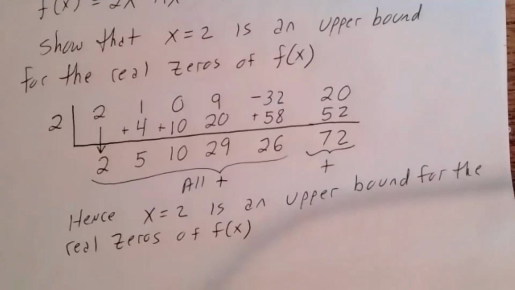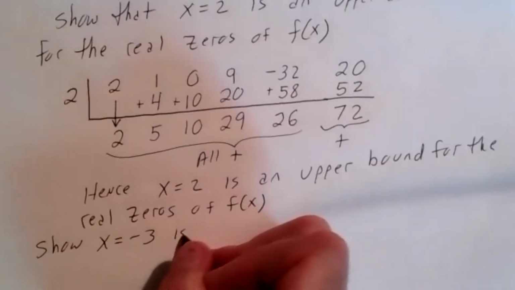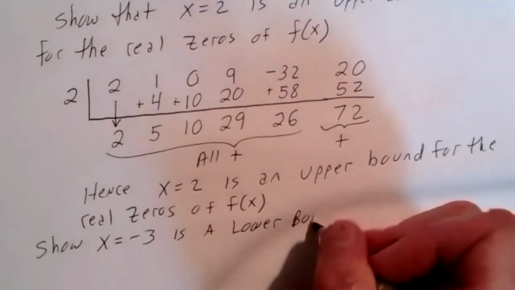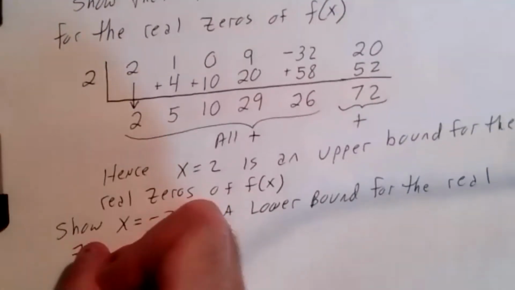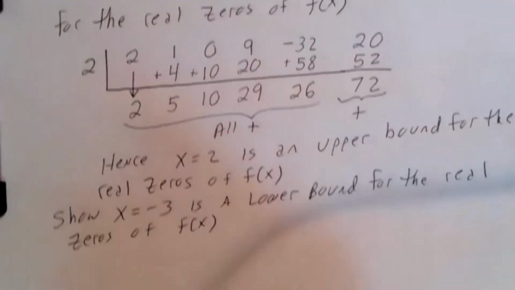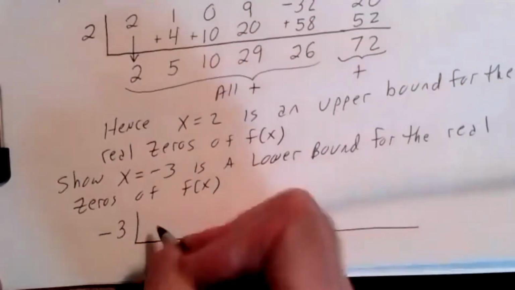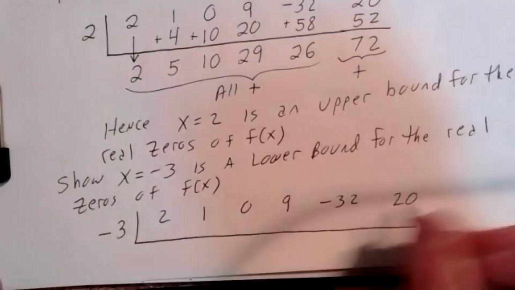Okay. Now, how about a lower bound? Well, I'm now going to show that x equals -3 is a lower bound for the real zeros of f of x. To do that, ladies and gentlemen, we divide synthetically -3 into our coefficients: 2, 1, 0, 9, -32, 20.